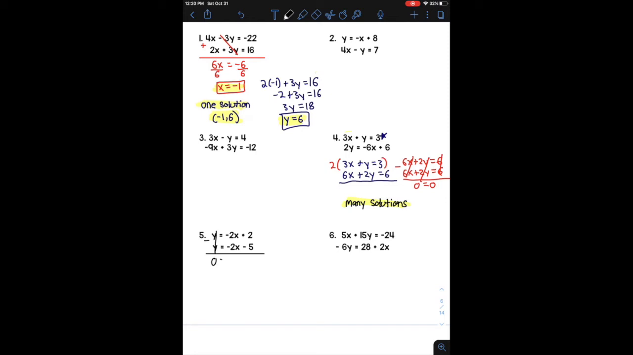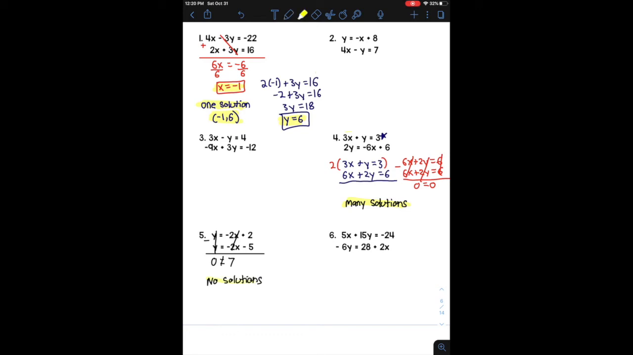Y minus y is 0. Negative 2x minus negative 2x is 0. And 2 minus negative 5 is 7. In this case, since both of the variables were eliminated, this is actually a short problem, and we got a false statement, 0 does not equal 7. I know that this would represent no solutions.